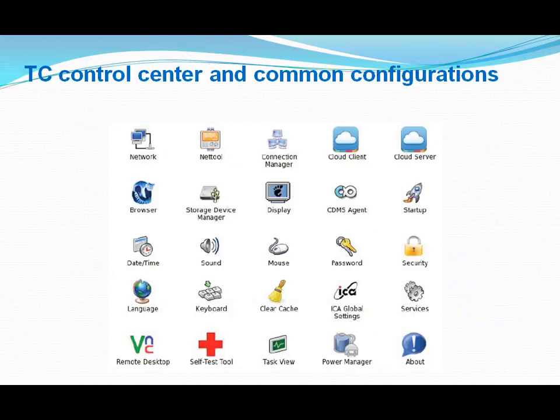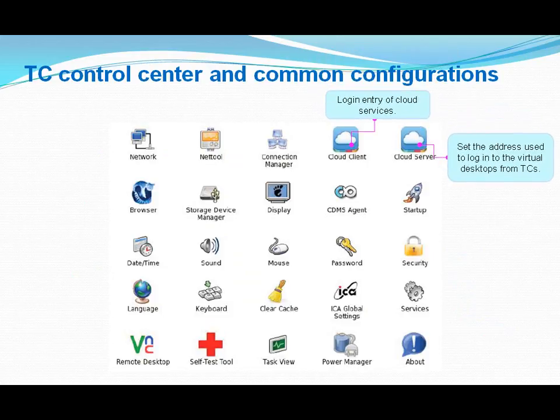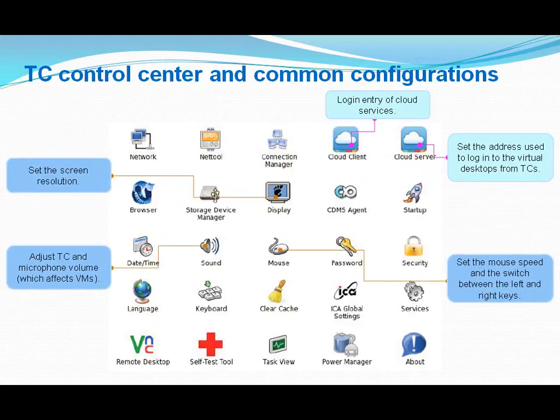Let us learn about common configuration items of the TC Control Center. The cloud clients and servers are related to user login. The desktop cloud login address needs to be configured. The cloud clients and servers also provide the login entry for cloud services. The settings of the monitor, mouse, audio are related to the system and routine operations. Adjustments of the monitor, mouse, keyboard, and audio may affect the use of VMs.